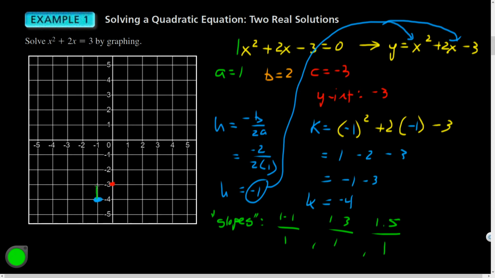So from the vertex, I go up 1 over 1, there's my point, up 3 over 1, there's my point, up 5 over 1, there's my point. We also were able to mirror these over the axis of symmetry, which passes through the vertex. So this was 1 unit away. Here's 1. Here's 2 units away, so 2 over here. Here's 3 units away, so 3 units over here. And then I could draw my graph.